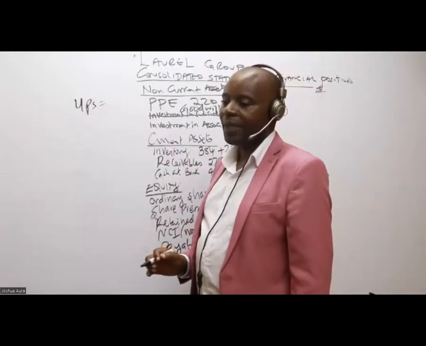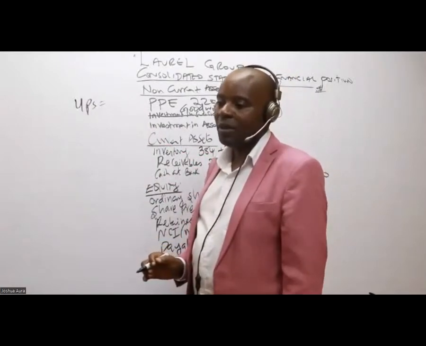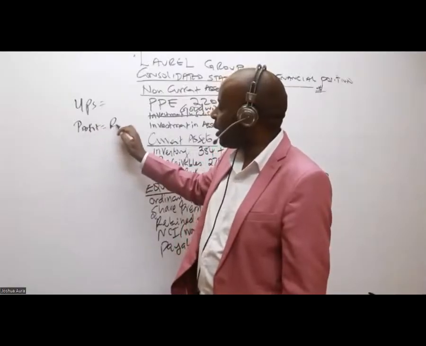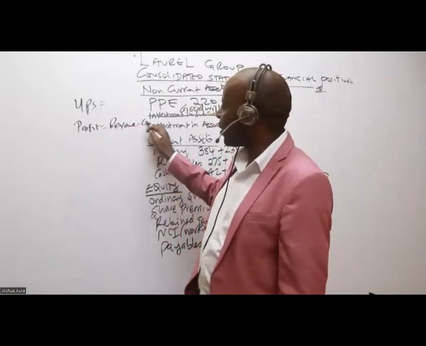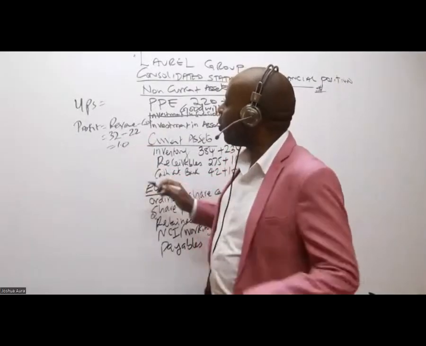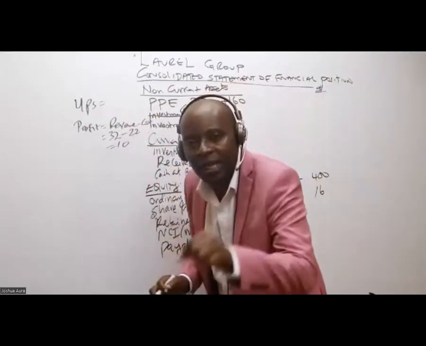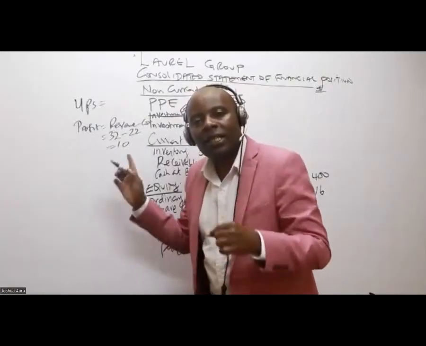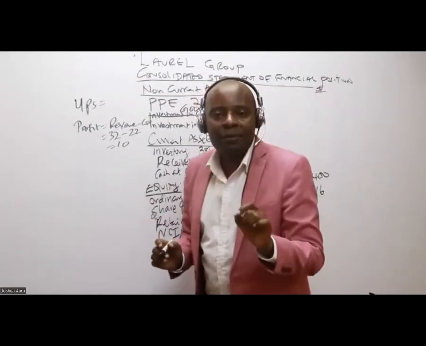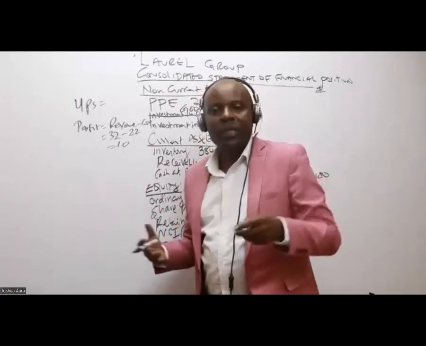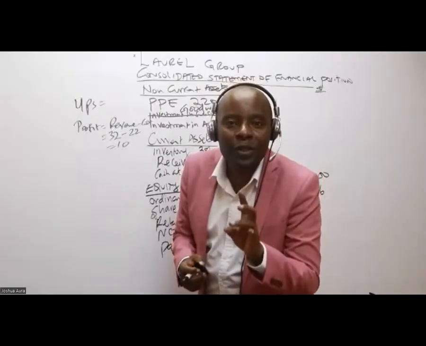UPS. None had been sold. So remember, to get profit generally, we take revenue minus cost. Revenue is 32 million minus 22, which gives me 10. And all this profit is within the group. Unfortunately, this is in inventory because we moved these goods from one company to another sister company, so inventory is overstated.